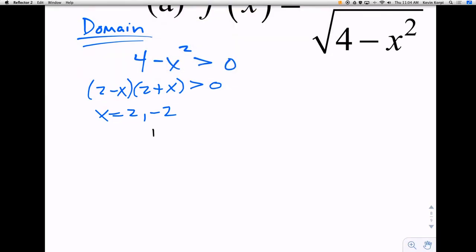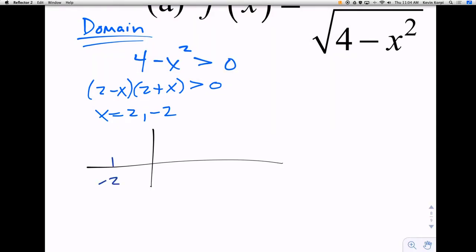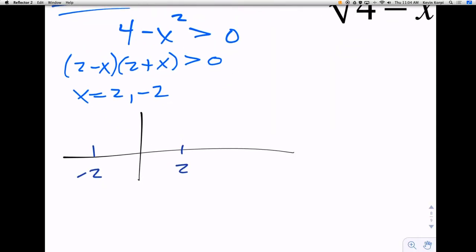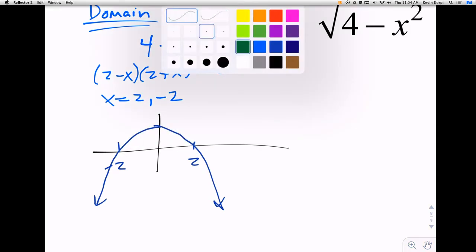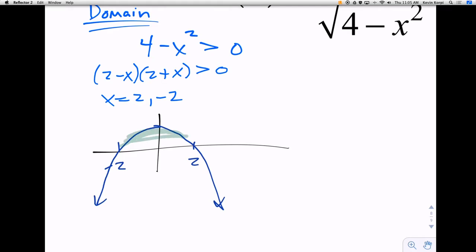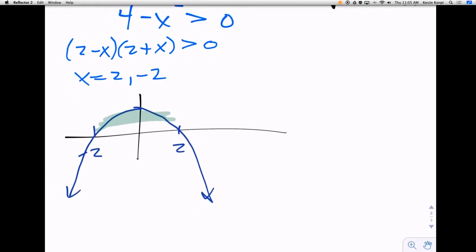Now, if I sketch the graph, just a real quick sketch. Negative 2 over here, positive 2 over there. The graph opens down, and the vertex is at the origin. And now we want to know for what values of x is the graph strictly greater than 0. That's going to be everything between the x-intercepts. Everything between, strictly between.